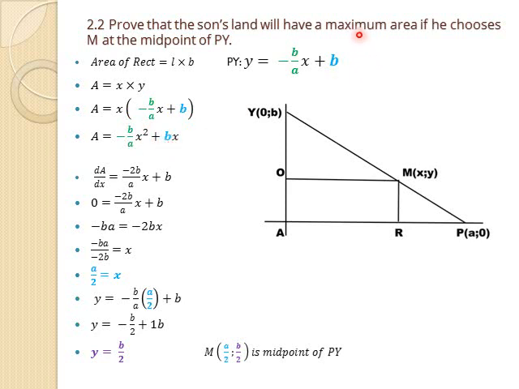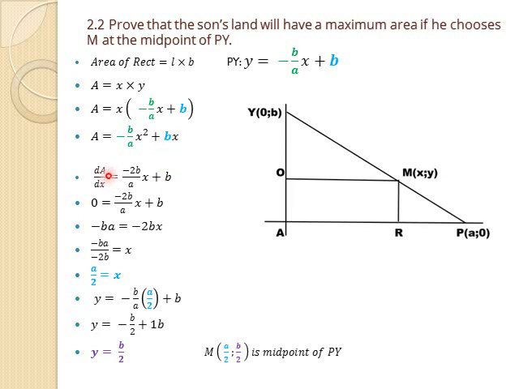Right, because they use the word maximum, I'm required to find the first derivative. I don't have A of X, so I'm differentiating A in relation to X. So differentiate A in relation to X. 2 times negative B over A would give me negative 2B over A. X, 2 minus 1 would give me X. 1 times B simply becomes B, and X falls away, right?